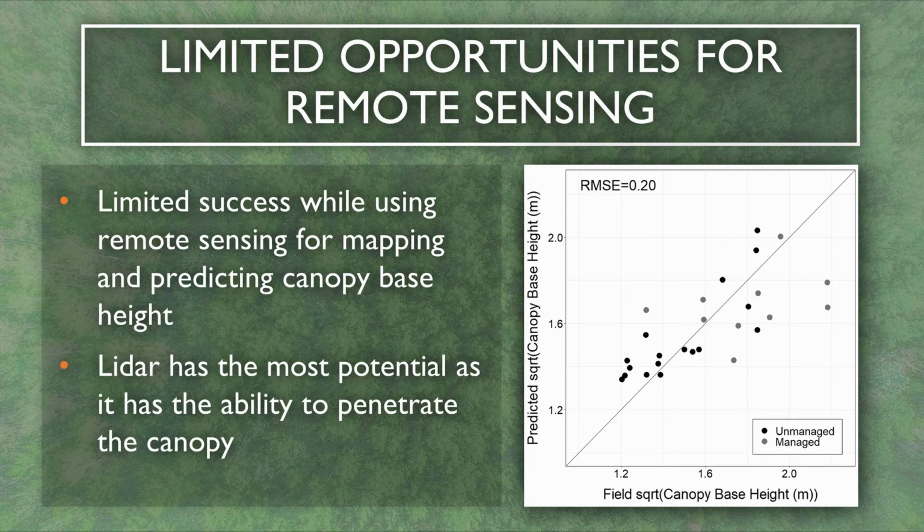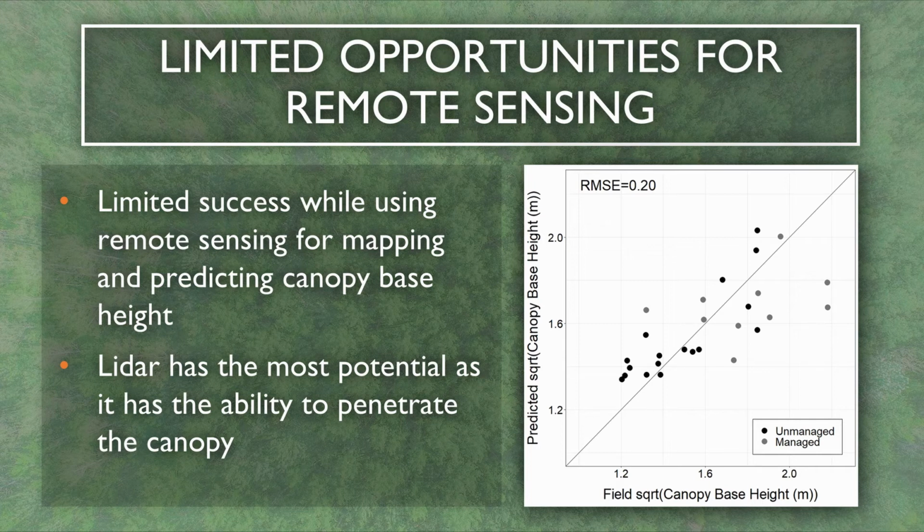Recently, remote sensing methods have become increasingly more common for measuring canopy fuel parameters. Of the different types of remote sensing, LiDAR may have the most potential, particularly in dense forests, as it has the ability to penetrate the canopy and provide detailed structural information about the fuel layers throughout the entire canopy. However, even the utilization of LiDAR has been accompanied by limited success in predicting canopy base height.